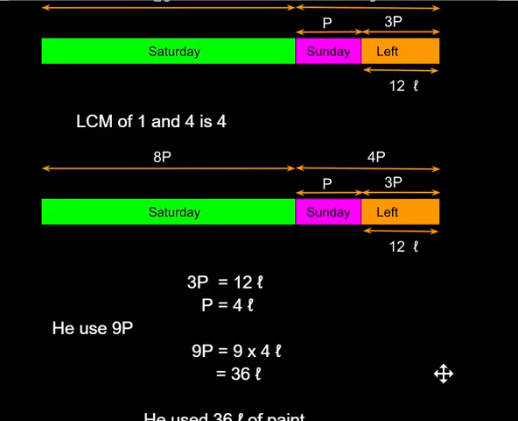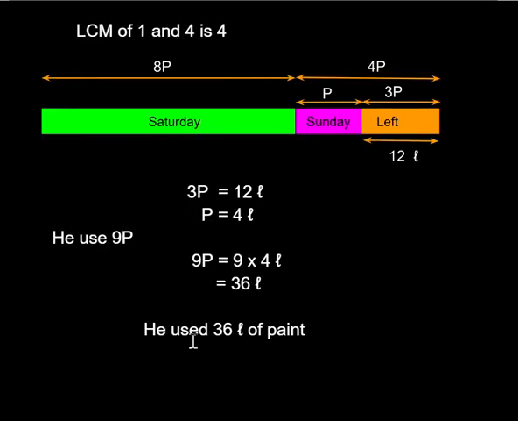So now straight away I can say that 3P is equal to 12 liters, P is equal to 4 liters. How many units did he use? He used 8P plus P, 9P. So he used a total of 9P. So 9P is equal to 9 times 4 liters, which is 36 liters. So he used 36 liters of paint.